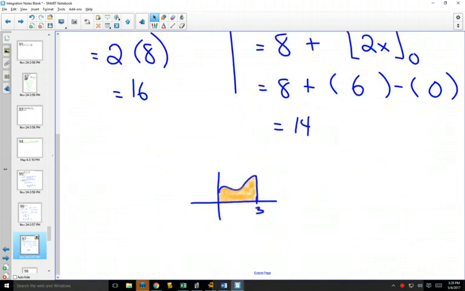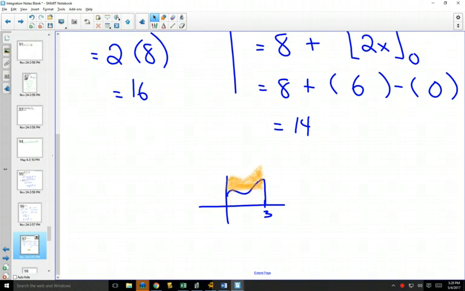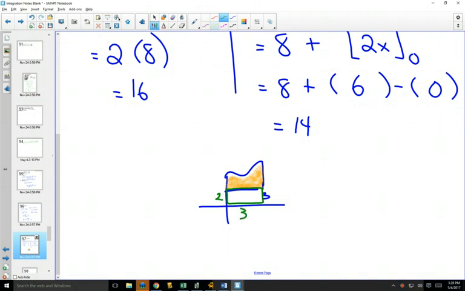So here's our shape. And if I moved this part up 2, what would I get at the bottom? A new rectangle. And this length would be 2, right? And this length from 0 to 3 would be 3. The area of that rectangle would be 6. Does it make sense that we add 6 to the 8 that we already had? Okay?